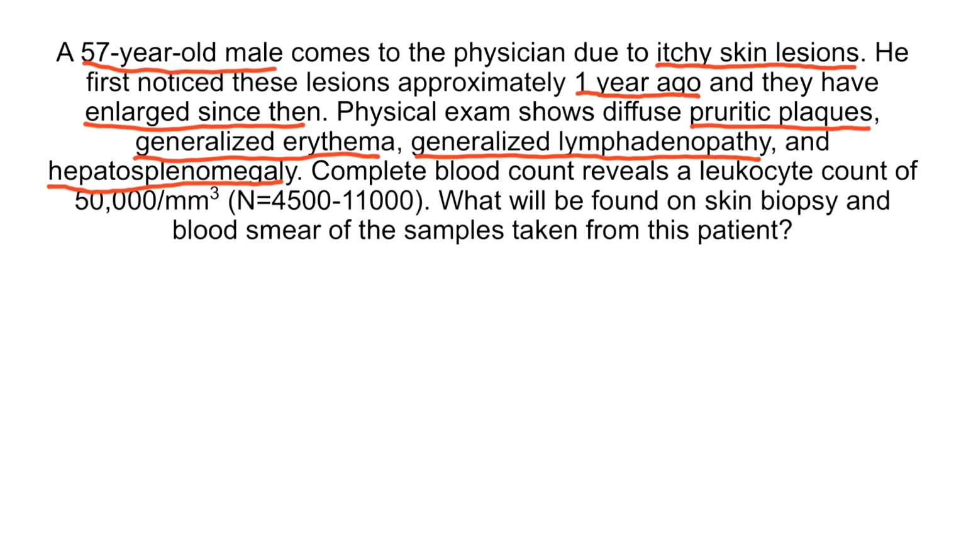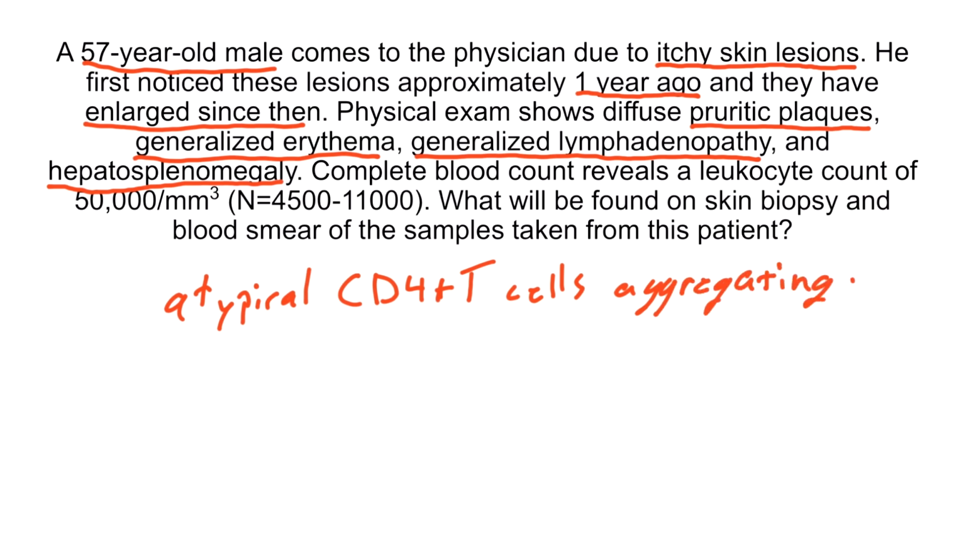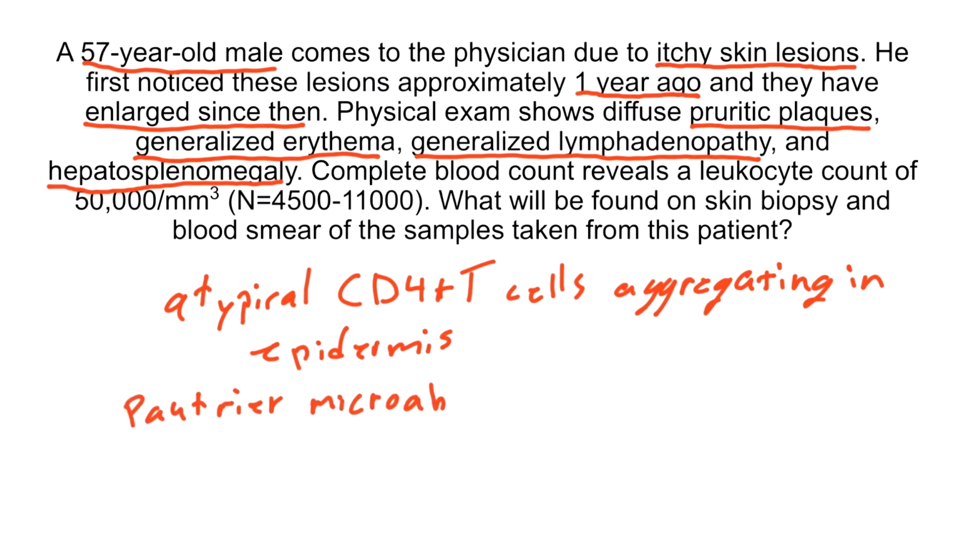So this patient presents with diffuse itchy skin plaques and erythema, lymphadenopathy, and hepatosplenomegaly. And he has leukocytosis with a level of 50,000. Now, all of these findings are consistent with mycosis fungoides with systemic dissemination, which is also known as Sézary syndrome. And mycosis fungoides is a CD4 positive T-cell malignancy, as we mentioned before, and you're going to see these atypical CD4 positive T-cells aggregating in the epidermis. And the name that these aggregations are called is Potrier microabscesses.